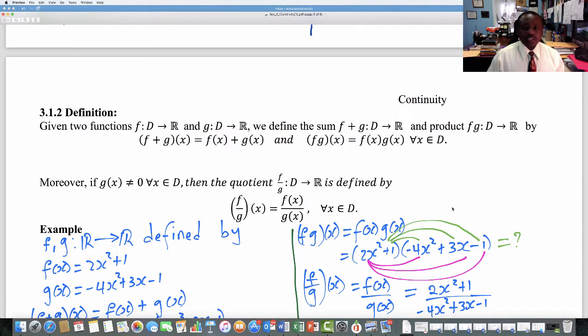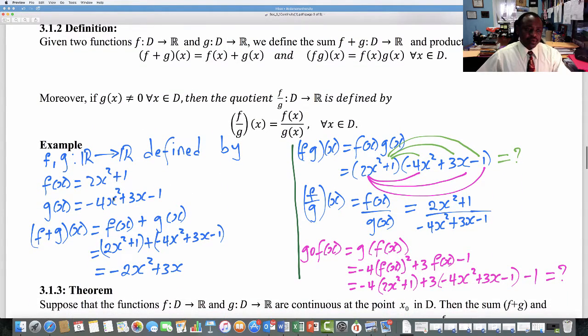So get to work. Subsection 3.1.2, definition. Let f and g be functions from D to R. Again, D is the domain, so f and g have the same domains. We define f plus g and f times g as (f plus g)(x) equals f(x) plus g(x), and (f times g)(x) equals f(x) times g(x), for every x in the domain D. Observe that here we are dealing with multiplication. This is not composition, which we would see later. And furthermore, if g(x) is different from 0 for every x in D, then (f divided by g)(x) is f(x) divided by g(x) for every x in the domain D.